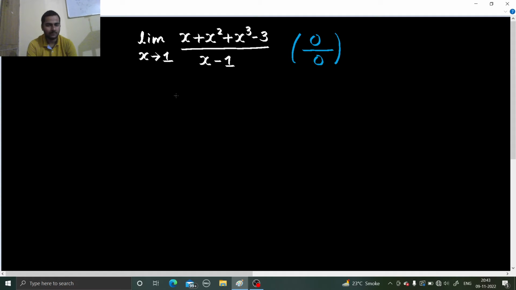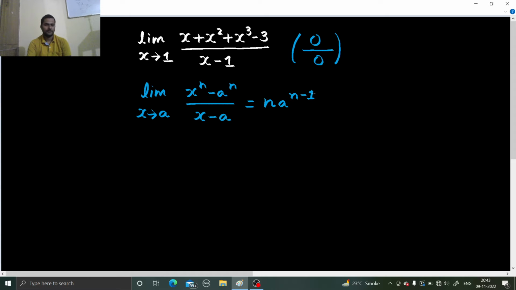What I can do, because I can remember one formula. The formula is limit x tending to a, x power n minus a power n divided by x minus a, is n a power n minus 1. Okay, so let's make some arrangement for this formula to be used.